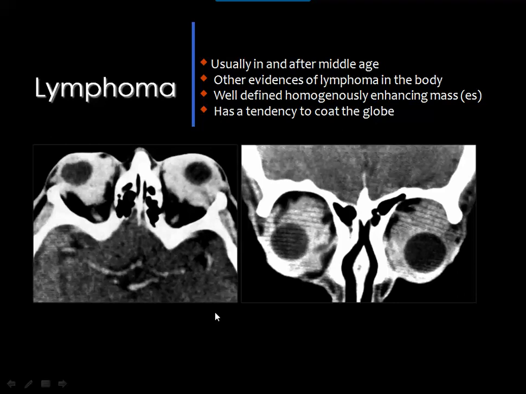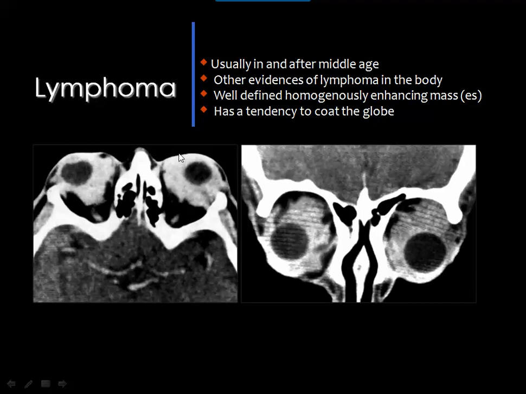Then lymphoma can also occur within the orbital fat. You remember, lymphoma can affect the lacrimal gland, lymphoma can affect the extraocular muscles. Also, lymphoma can involve the intraorbital fat. One of the best characters of lymphoma in the orbit is the tendency to coat the globe. You see the lesion is almost encasing the globe, especially along its posterior aspect. Lymphomatous lesions are homogeneously enhanced and they do not contain calcium.